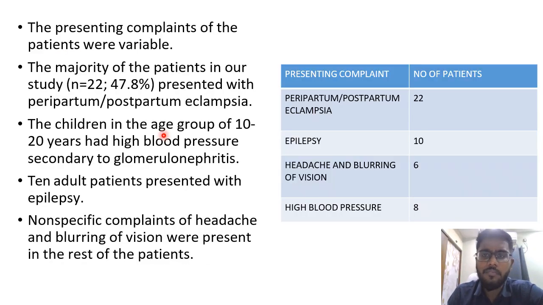The presenting complaints are variable. The majority of the patients in the study presented with peripartum or postpartum eclampsia. The children in the age group of 10 to 20 years had high blood pressure secondary to glomerulonephritis. 10 adult patients presented with epilepsy and 6 other patients with non-specific complaints such as headache and blurring of vision.